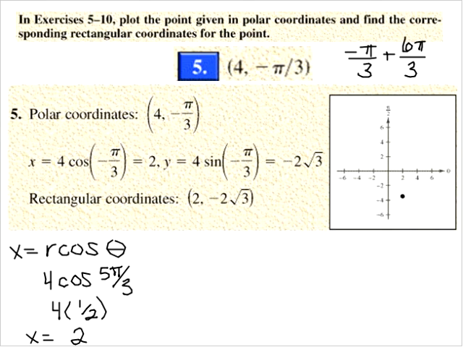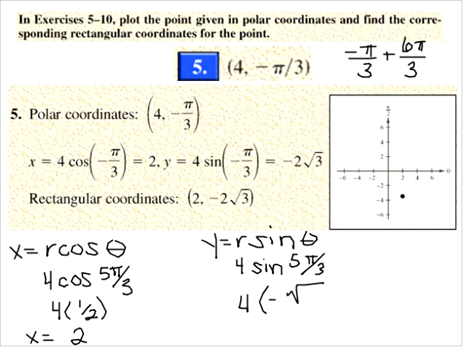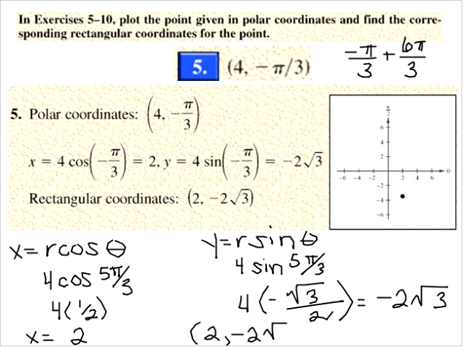And now to find the y, we have r sine theta. So 4 sine of 5 pi over 3. And then sine of 5 pi over 3 is a negative square root 3 over 2. And to simplify that, we would get negative 2 square root 3. So the rectangular coordinates are x is positive 2, y is negative 2 square root 3.